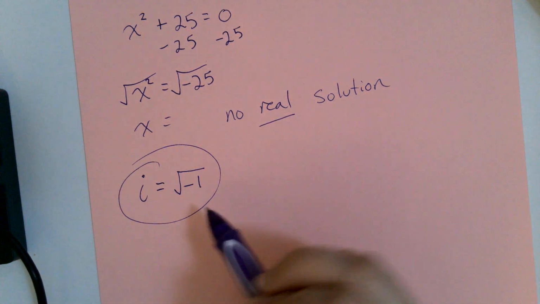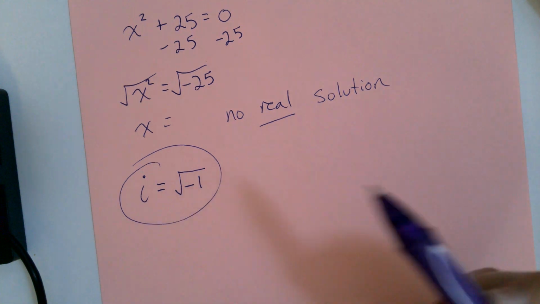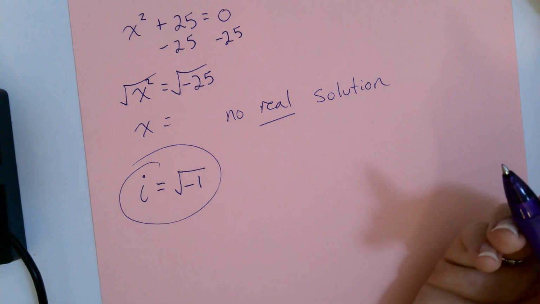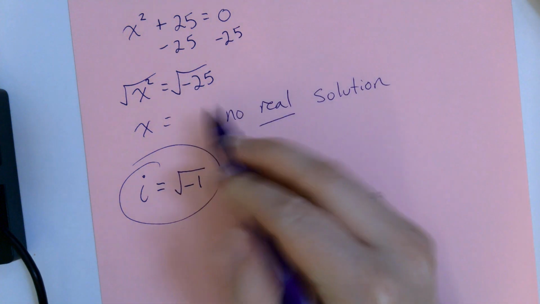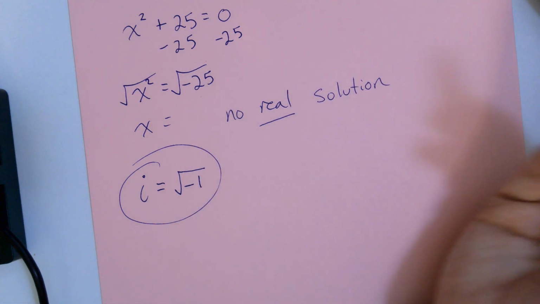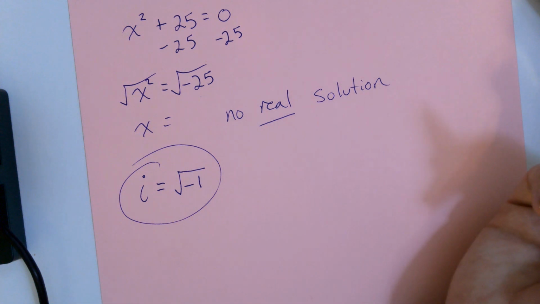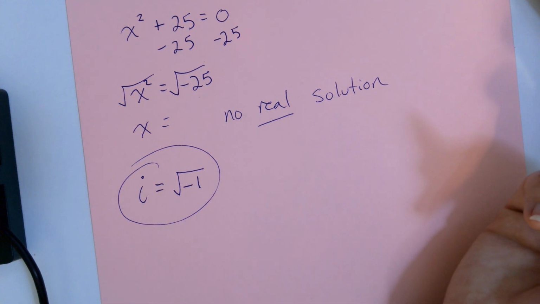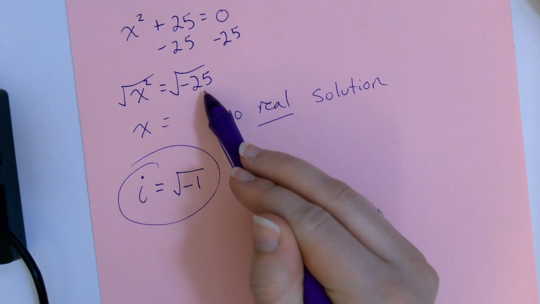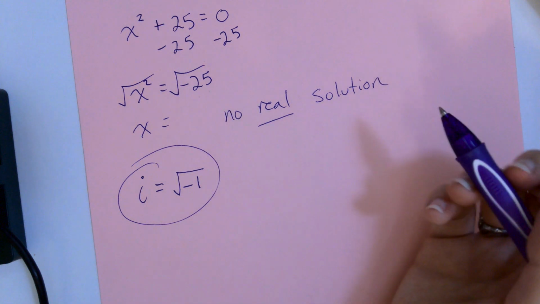So i is really just a way for us to shorthand write the square root of negative 1. And that's really helpful for us when we want to write things such as the square root of negative 25 or the square root of any negative number. We can use i to write it. So let's talk about how we would write other numbers like the square root of negative 25 in terms of i.